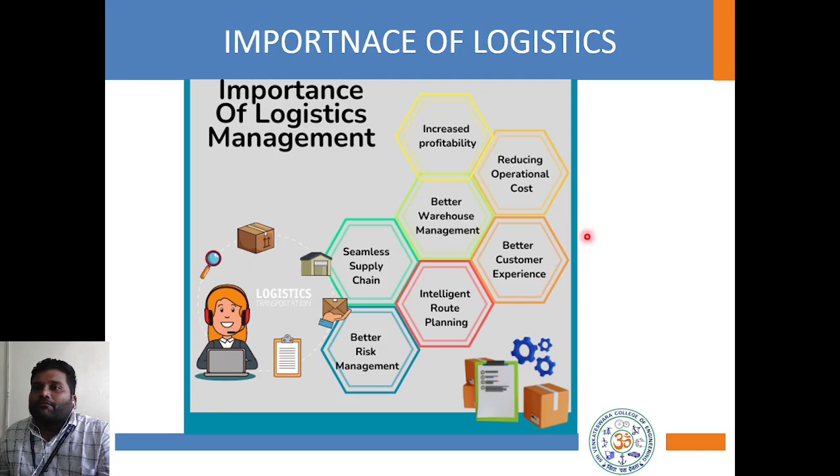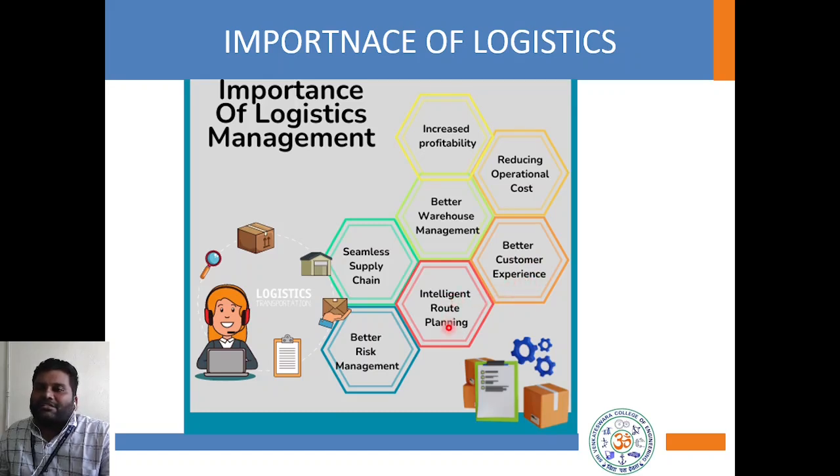Based on this, the importance of logistics is that it increases profitability and reduces operational cost. How does it increase profit? Because you are able to identify the manufactured product at the right time and send it to the customer without any delay. Reducing operation costs means doing it right the first time, because then you don't have work in progress at all, even in storing. You have better warehouse management, so that it is stored properly, not damaged, and kept in a safer environment. A seamless supply chain helps you attract more customers, so your customer has a better experience.